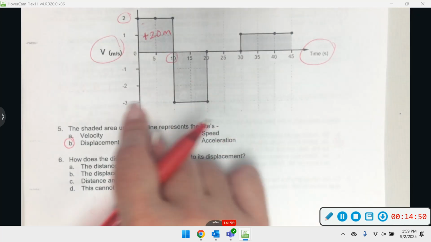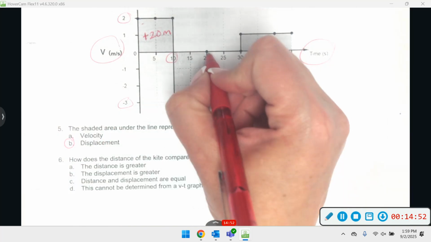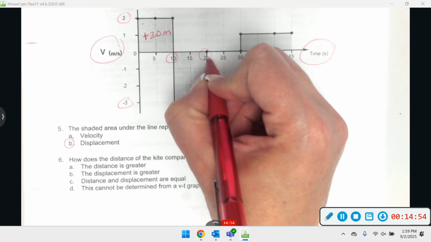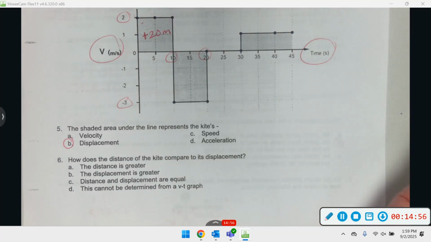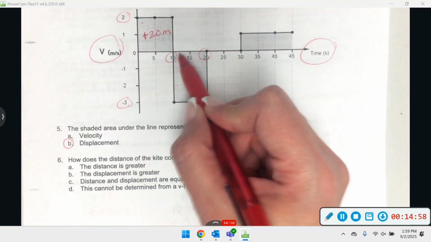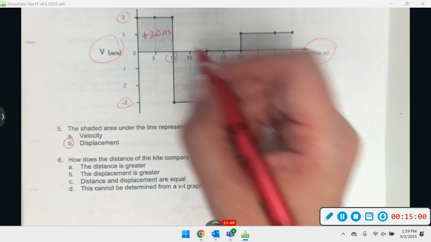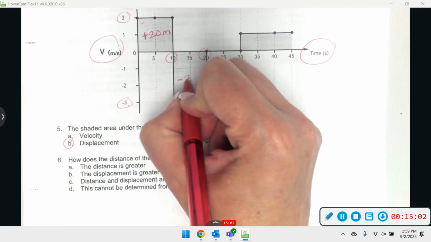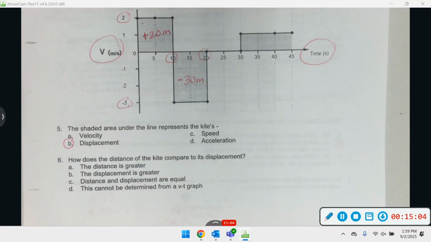Over here, we're going negative 3 meters per second, and then from 10 to 20 seconds is 10. So again, you're finding the area, length times width, negative 3 times 10. Use the numbers on the axes. Negative 3 times 10 is negative 30 meters.